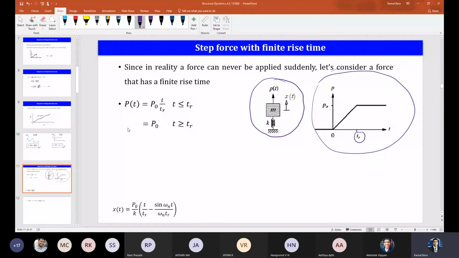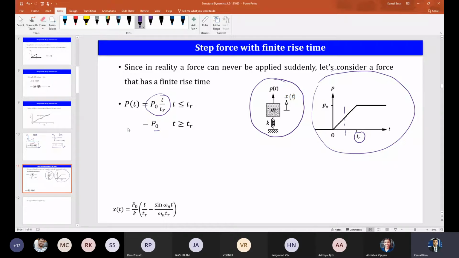So how can I write P(t) mathematically? From 0 to TR, during this time region, it can be written as P naught t by TR. Correct? So at t equal to 0, it is 0. At t equal to TR, it is P naught. So for t less than or equal to TR, it is defined as this, and after that it is just P naught. Clear?